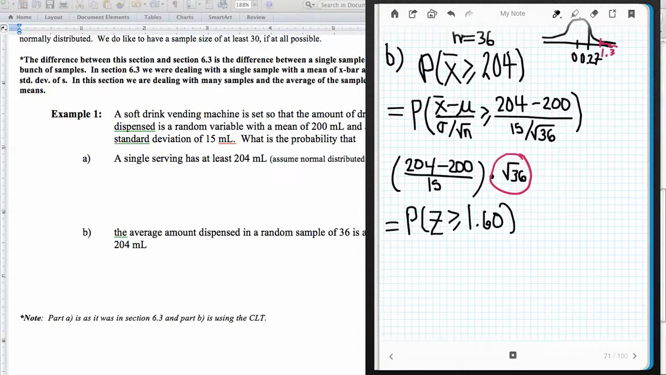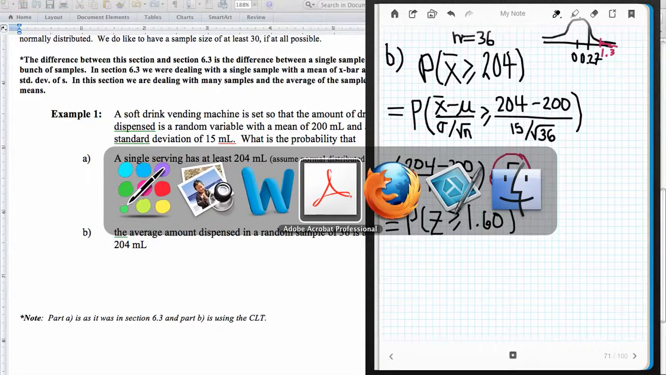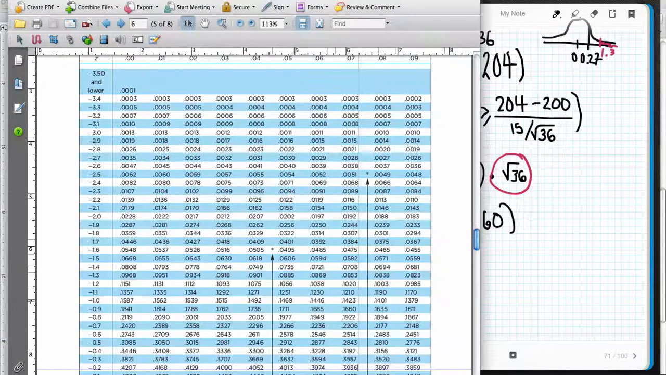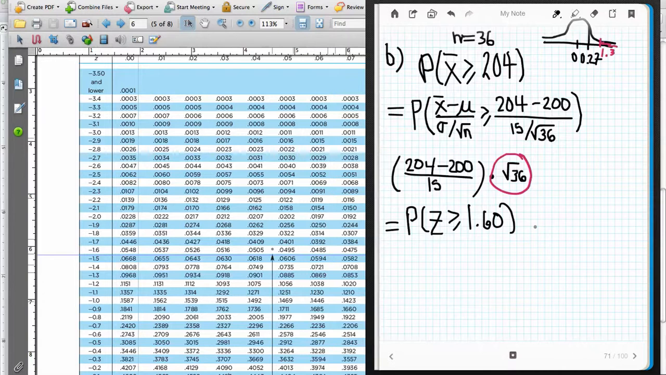And so now let's go ahead and take a look over at my table again. And I have 1.6, so 1.6 right there. And 0.0, of course, is that one. And so the probability this time around is 0.0548. And you see the probability this time, sure a heck of a lot less than the probability of one of us walking in and getting that soda that's 204 milliliters.